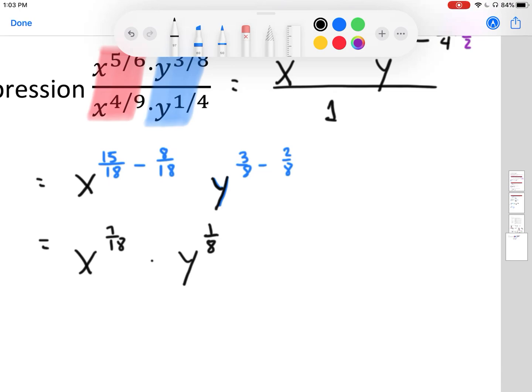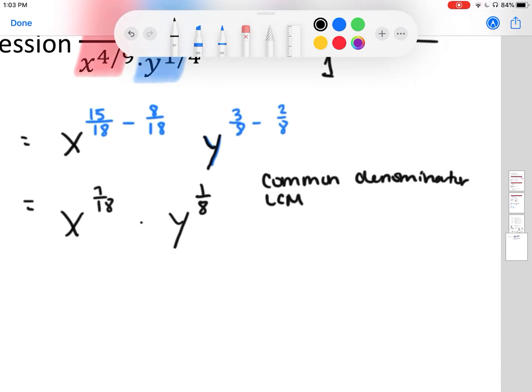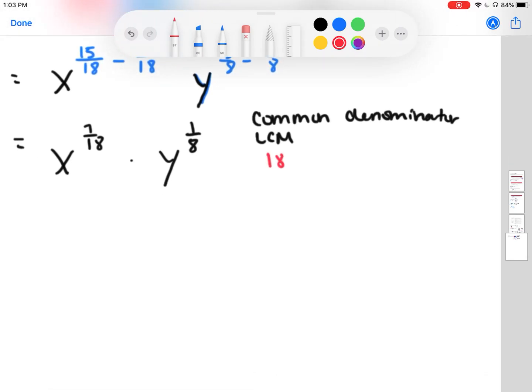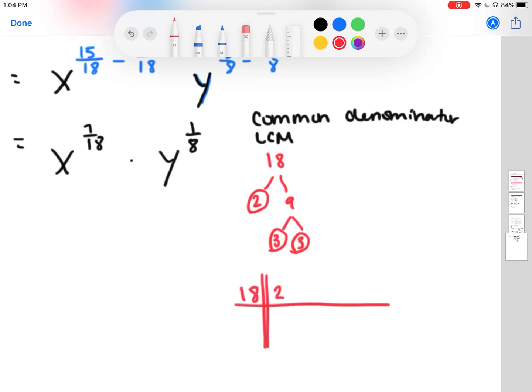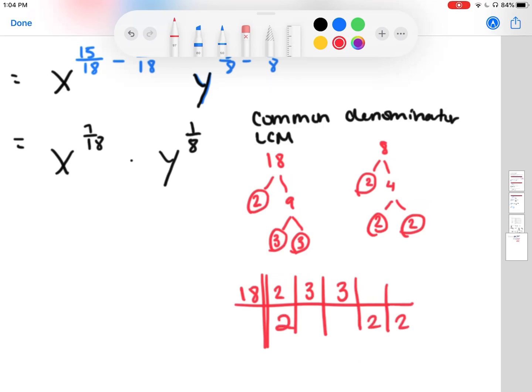Okay, now if I want to write them in the same radical, I need to get the common denominator. Let's find our lowest common denominator. I don't know what the lowest common denominator for 18 and 8 is, so I have to go through the process of finding my lowest common multiple. I can get 18 from 2 times 9, 2 is prime. I can get 9 from 3 times 3, and 3's are prime. So for my 18, I have 2, 3, 3. For 8, I have 2 times 4, 2 is prime. I get 4 from 2 and 2, 2's are prime. So it's 2, 2, 2 for 8.